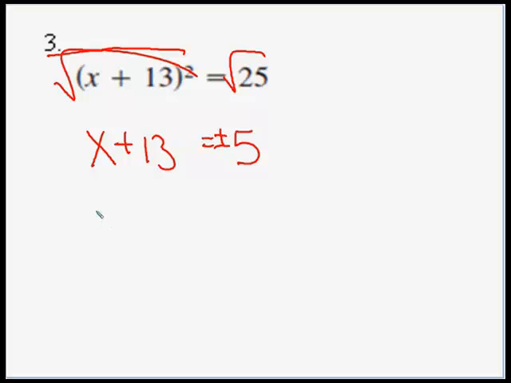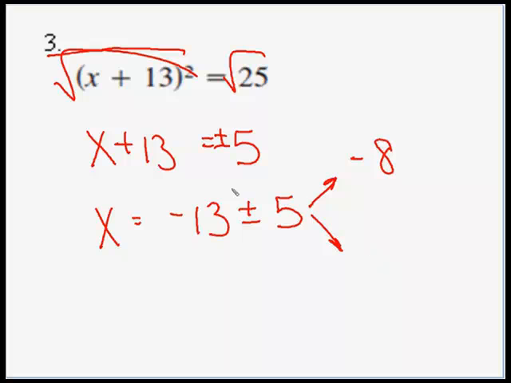And then, of course, we're going to get x alone by subtracting 13. Negative 13 plus and minus 5. You know, this, as it's written, it's two answers in one. Let's separate them. Negative 13 plus 5 would be negative 8, and negative 13 minus 5 would be negative 18. There's our two solutions.